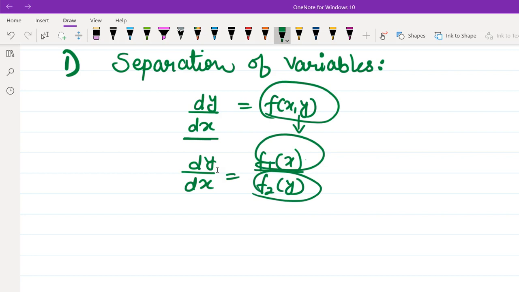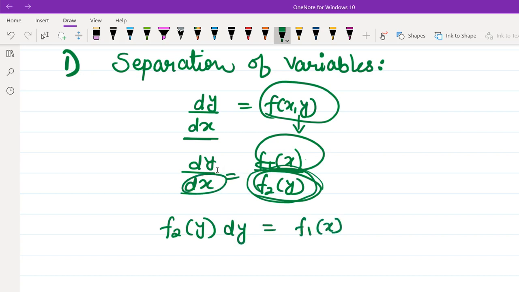I have separated the terms which have only x in them, and the terms which have only y in them. If that separation is possible, then you think of this variable separable method. Now you have to keep all the y terms on one side and all the x terms on the other side. So f2 of y, which is a function of y only, I take to the left hand side, so it becomes f2 of y dy. And f1 of x and this dx will go on the right hand side, and it becomes f1 of x dx.